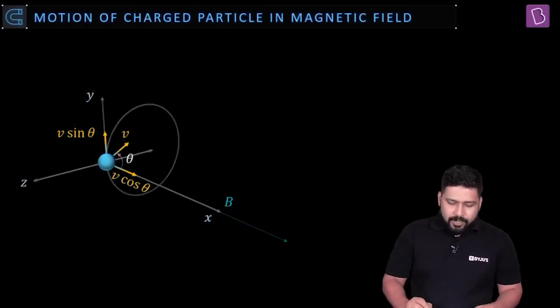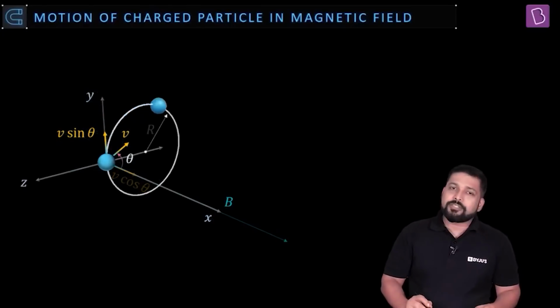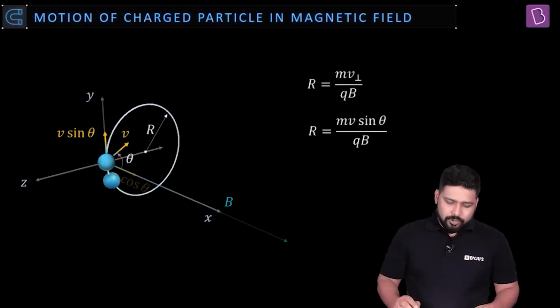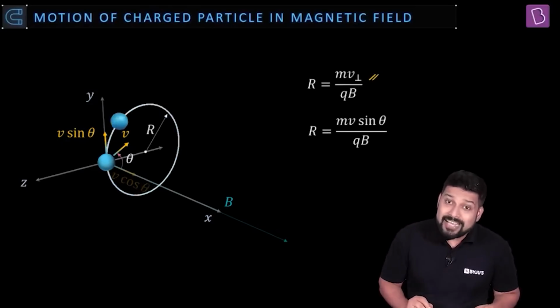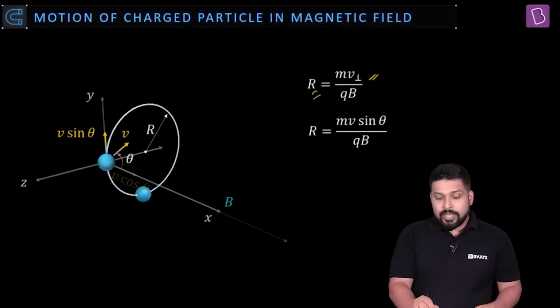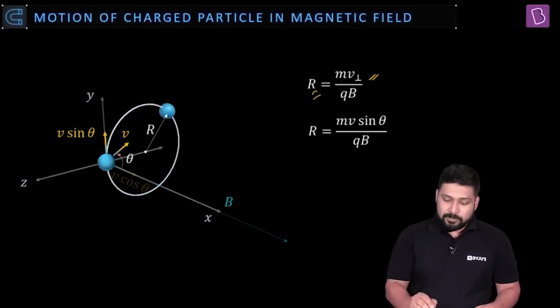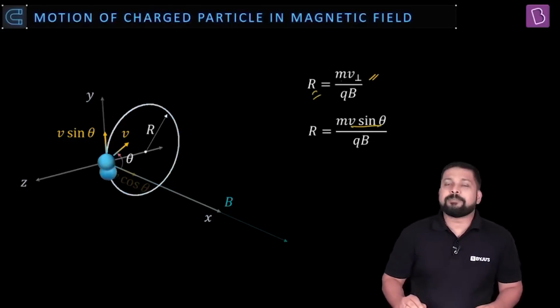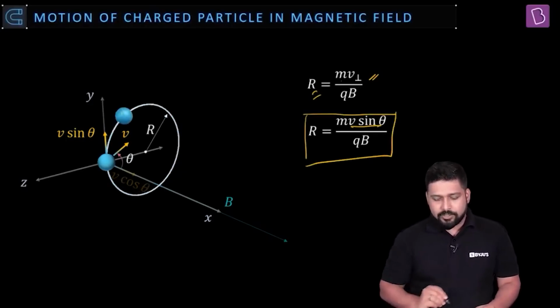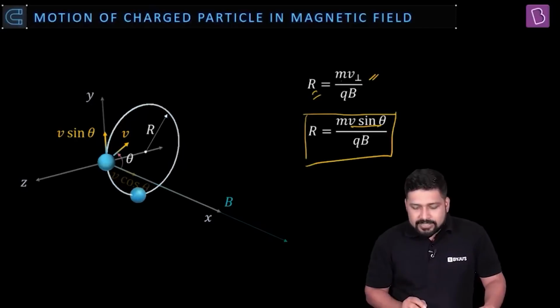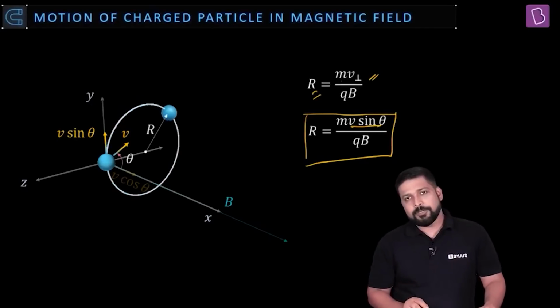What happens is that because of this, there will be a force, and because of this force, there will be a circular motion. Because of which component? Definitely the perpendicular component. What will be the radius of this? R is equal to, we know, m v perpendicular divided by qB. What is the value of v perpendicular? Well, v sin theta. So we get the radius of this circle equal to m v sin theta by qB. No problem.